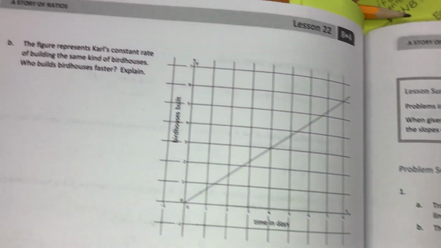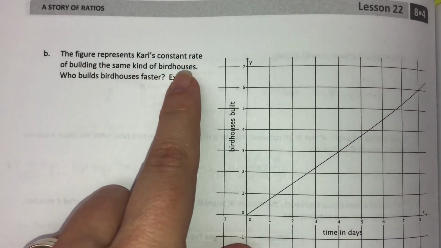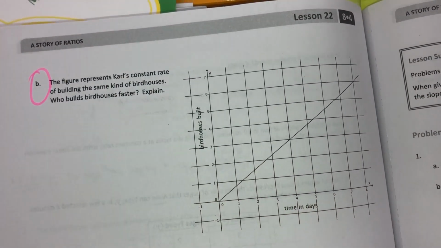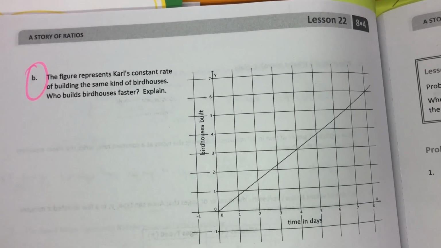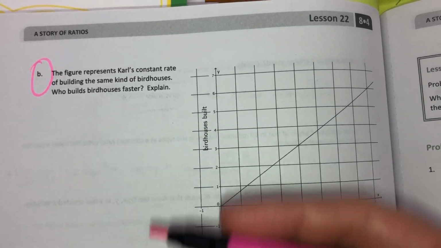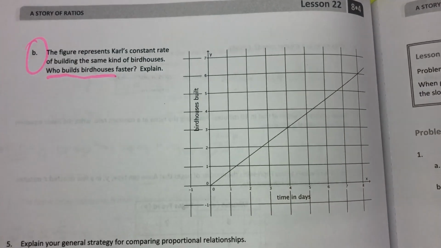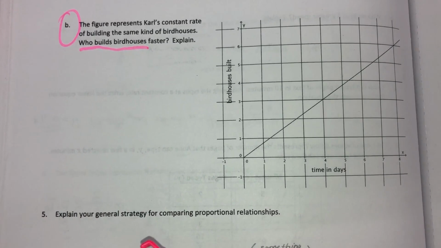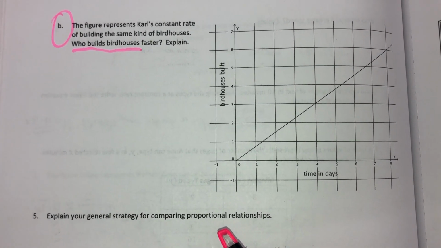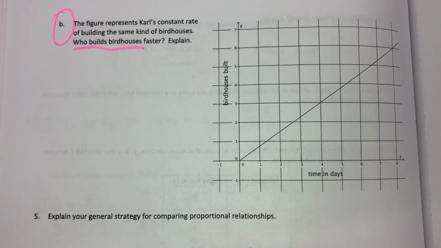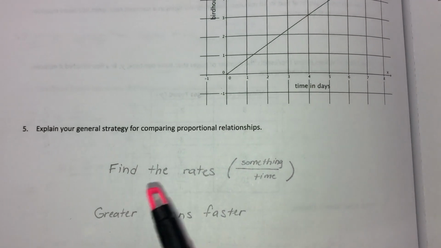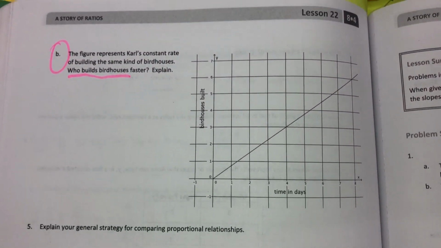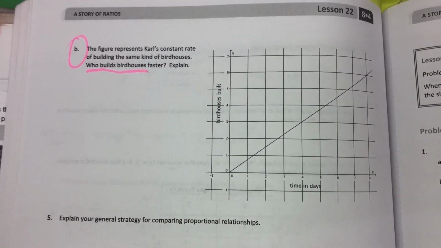It'll probably go on to discuss Carl. Yep, there's Carl on the back. There's his rate, so you're going to need to do that part too, and then say who is building those birdhouses faster. Don't forget that little part right there. They included that in there. Very last part, number 5: explain your general strategy for comparing proportional relationships. Pretty simple. All we've been doing to compare these is find the rates, so something over time. Greater means faster. Obviously, less would mean slower.